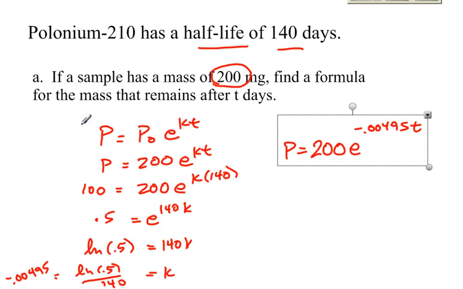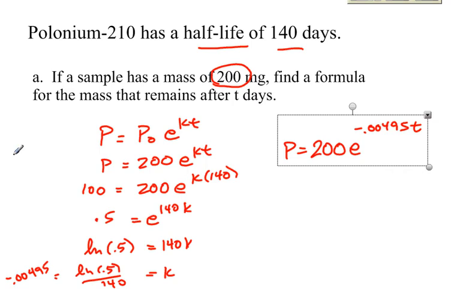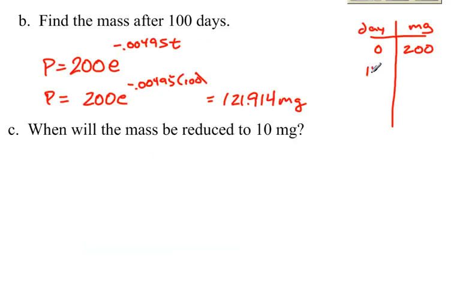If we go back here, we had 200 milligrams on day 0. So this is days and this is milligrams. On day 0 I had 200, and we know that it takes 140 days to get half. So on day 140 I'm going to have half of that, which is 100. So day 100, that makes sense. 121.914 had better be in between these two values, because 100's in between 0 and 140 and 121 is between those two. All right, the next question asks, when will the mass be reduced to 10 milligrams?